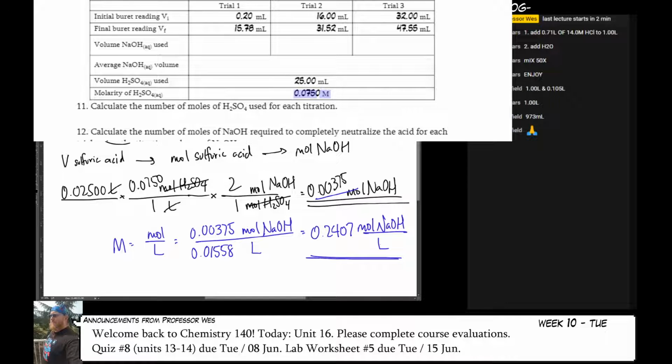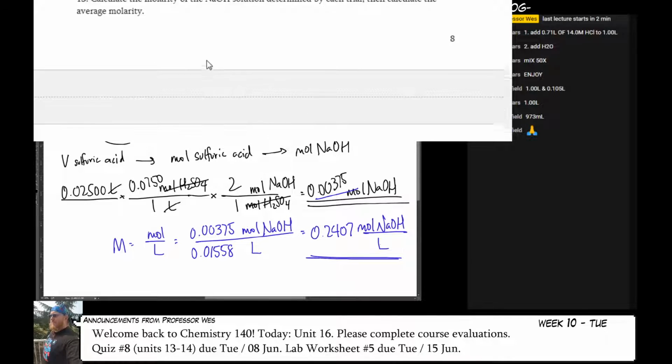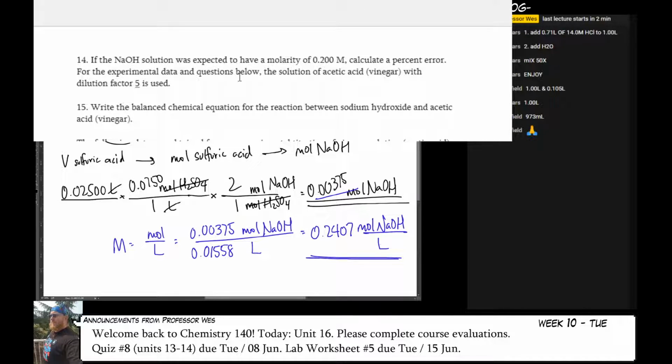Now, when you get to the next question, it's going to ask you, for question 14, well, we prepared this solution, 0.200 moles per liter, we thought, but our actual answer was 0.2407. Calculate a percent error. You know how to do percent error because that's from a previous chapter. Now, there should be an enter right here. So this line right here is actually everything below this is not part of question 14, so just mind that.